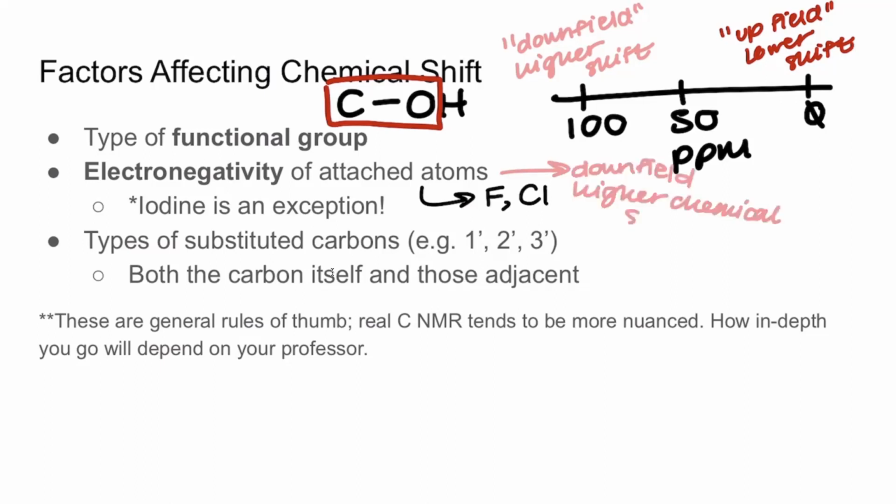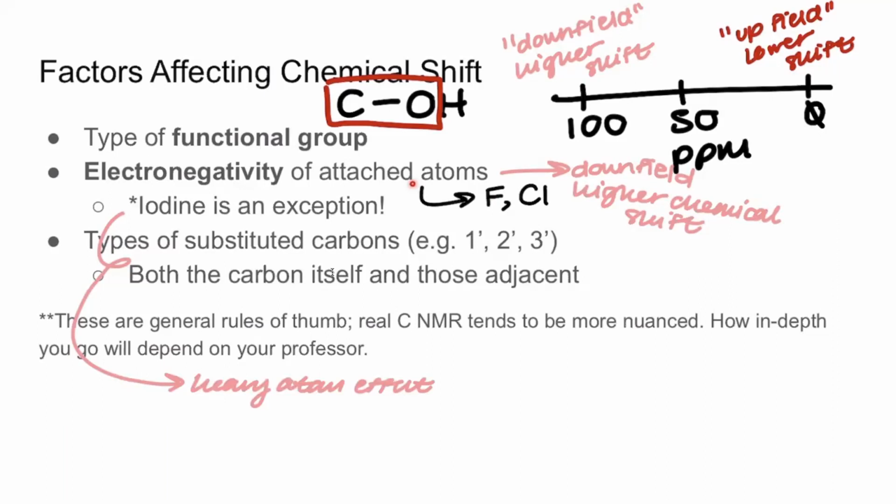Hopefully that makes sense. One of the major exceptions to this is iodine, and we did not talk about this much when I took the course, but if you are curious, it has to do with the heavy atom effect. Let me write that down. Feel free to search that if you would like. But essentially, it does the opposite of what you would expect electronegative atoms to do. It essentially brings your shift lower, brings it a little bit upfield.